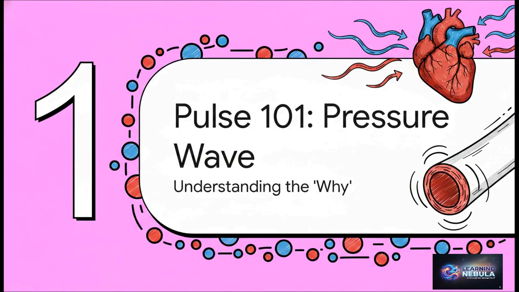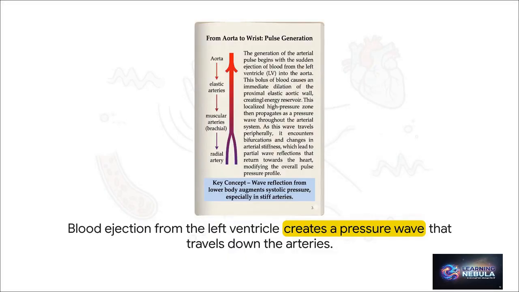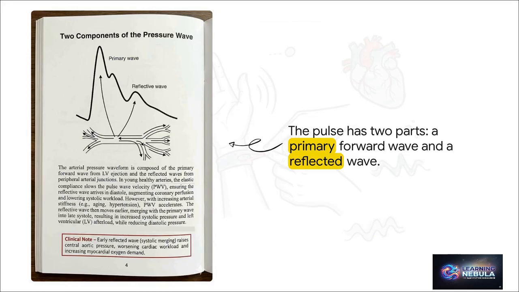To properly interpret the pulse, we've got to understand what creates it in the first place. So let's get into the why. This diagram shows the journey perfectly. It all kicks off with that powerful squeeze from the left ventricle. It pushes this big volume of blood into the aorta, and the aorta's elastic wall expands to handle it. That creates a high pressure zone, and it's that pressure wave that travels all the way down to the radial artery at your wrist.